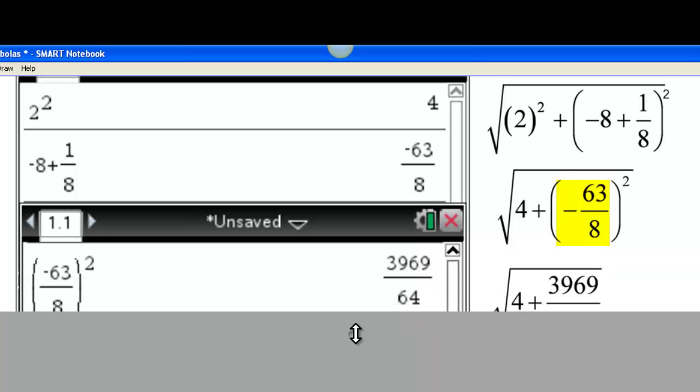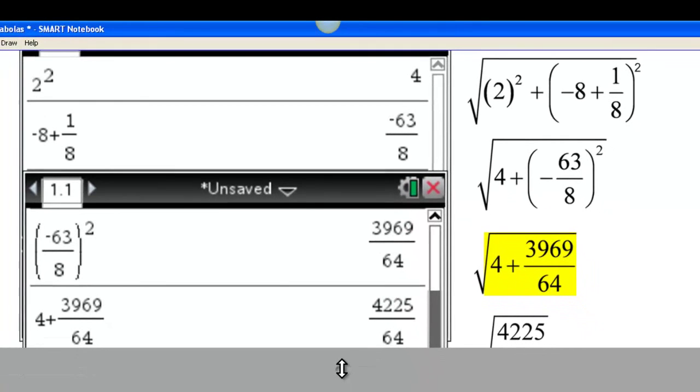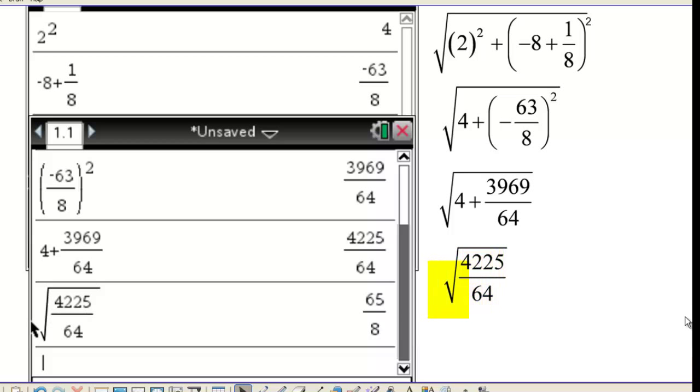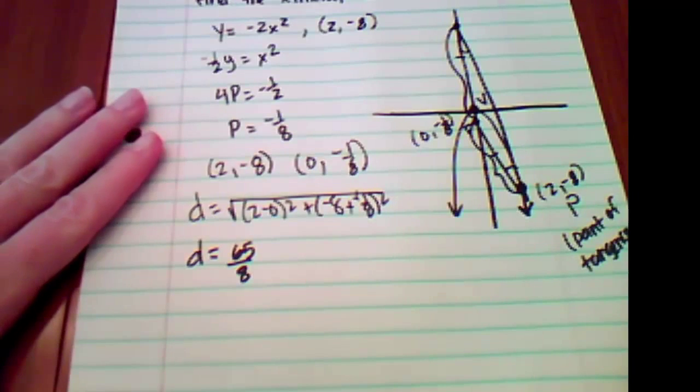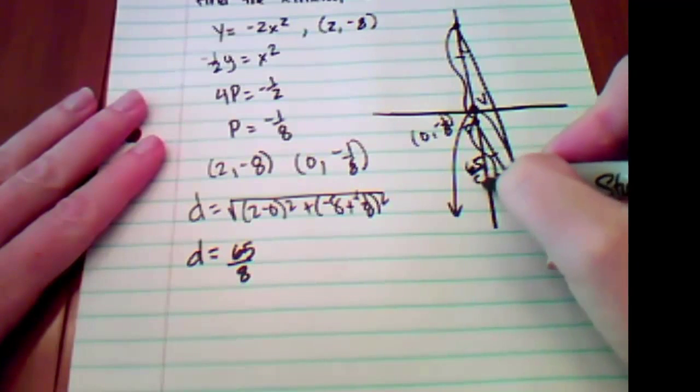Next, you need to square the negative 63/8. When you square negative 63, you get 3,969, and when you square 8, you get 64. I still have to add that to 4. That requires a common denominator. When you get your common denominator and you add the fractions, 4 plus 3,969/64 is 4,225/64, both of which are perfect squares, and so this simplifies to 65/8. So now what you saw from that arithmetic is that the distance is 65/8. So this distance is 65/8.